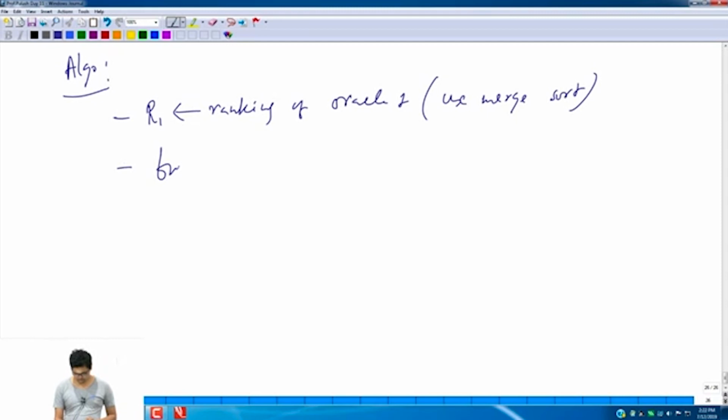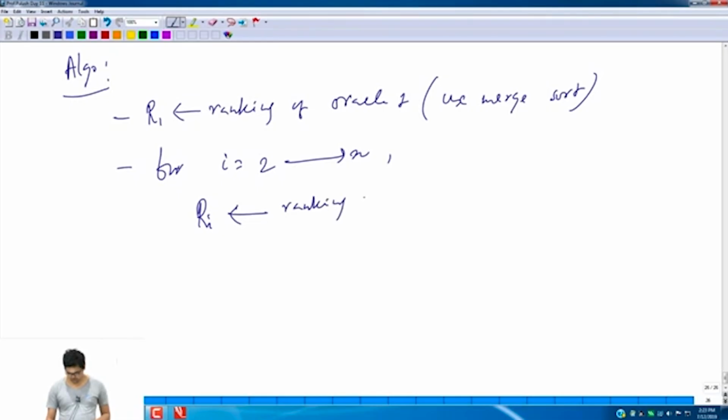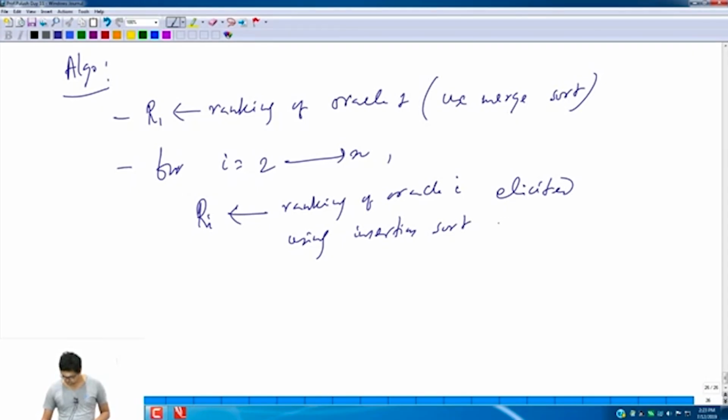So for i equal to 2 to n, Ri is the ranking of oracle i elicited using insertion sort with respect to R i minus 1.